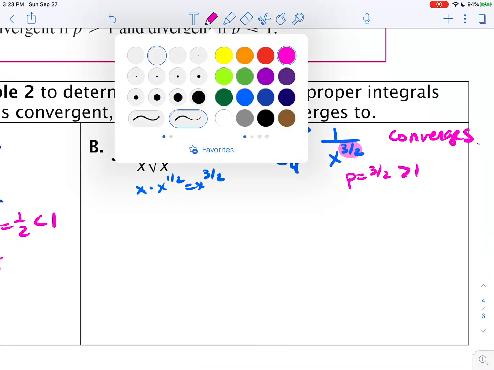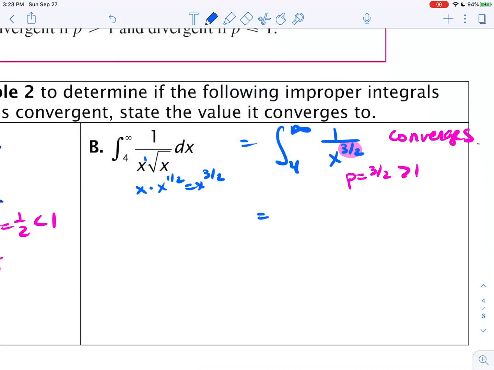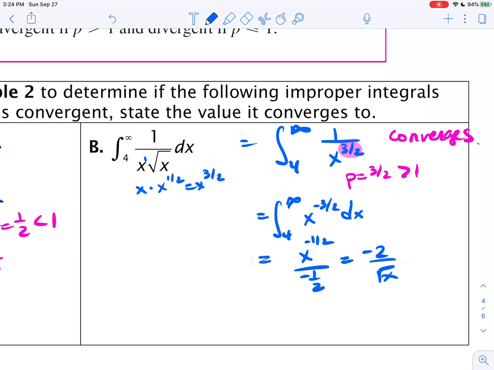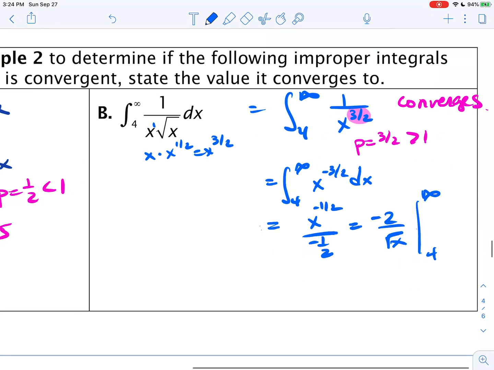So I'm just going to go ahead and calculate that integral, and we have from 4 to infinity of x to the minus 3/2 dx, and that's going to give me x to the minus 3/2 plus 1, which is x to the minus 1/2, divided by minus 1/2. That's going to give me minus 2 over the square root of x. And we're going to go from 4 to infinity.